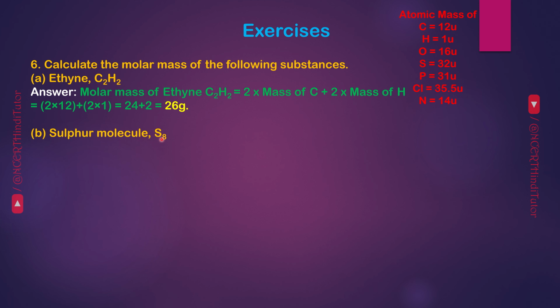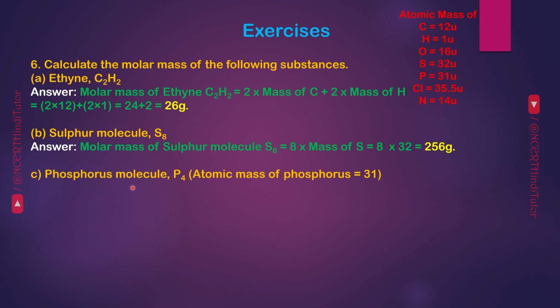B. Sulfur molecule S8. Molecular mass of sulfur molecule S8 is equal to 8 into mass of sulfur. Here there are 8 atoms of sulfur. So 8 multiplied by mass of sulfur. We know atomic mass of sulfur is 32 unit. So 8 into 32 is equal to 256 gram. C. Phosphorus molecule P4. Atomic mass of phosphorus is equal to 31. Molar mass of phosphorus molecule P4 is equal to 4 into mass of P, because here there are 4 atoms of phosphorus. So 4 into 31 is equal to 124 gram.